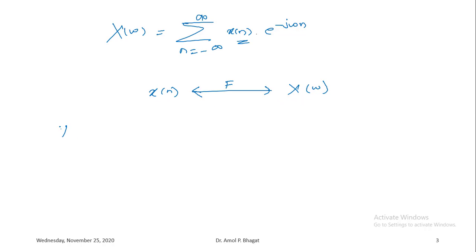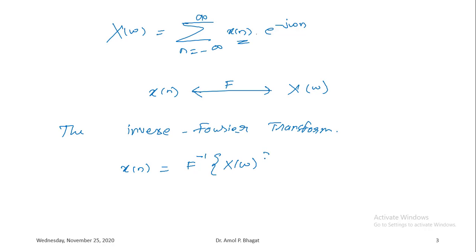So the inverse Fourier transform is indicated as follows. We identify x of n by taking the inverse Fourier transform of X of omega. The formula for this is 1 by 2 pi, integration over 2 pi, X of omega into e to the power j omega n, d omega, right? So this is the formula for inverse Fourier transform.